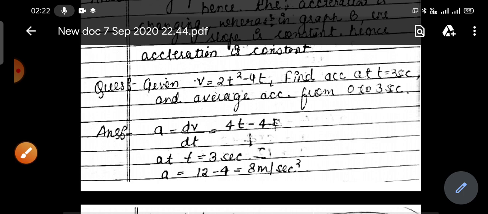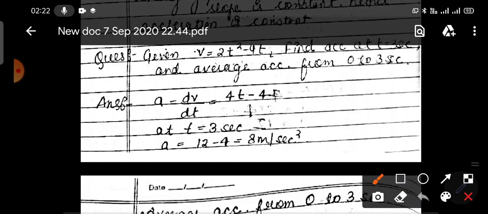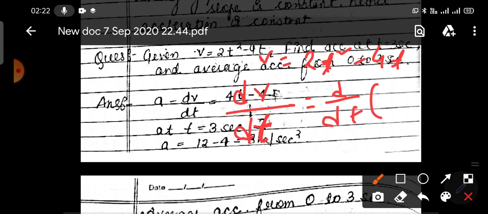Now, how to differentiate? V is equal to 2t square minus 4t. Correct. We have to find the acceleration, so we will differentiate. dv by dt is equal to d/dt of 2t square minus 4t. Now dv by dt means instantaneous acceleration.